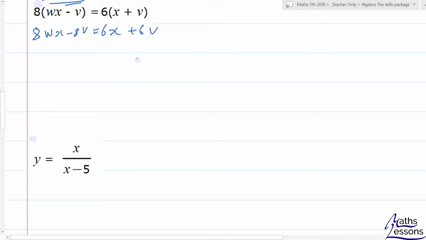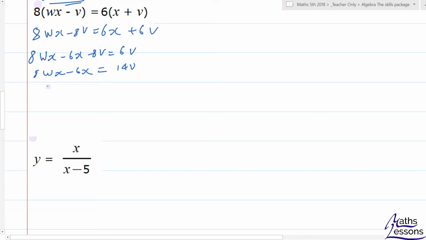Now we can get all the x's on the same side, so put them on the left. 8wx minus 6 lots of x. I've still got the minus 8v here. And I've taken the 6x on this side, so it just leaves me 6v. Now I've got 8wx minus 6x. Add the 8v to both sides, so it goes from this side and add the 8v onto here. Gives me 14v. I've got 6v plus 8v, that's 14v.